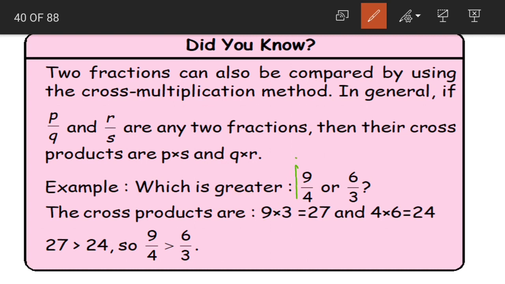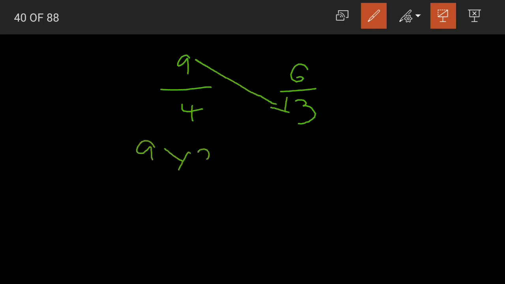In the example, we have 9 by 4 and 6 by 13. We can compare these two unlike fractions using the cross multiplication method. The numerator of first is multiplied by the denominator of second. We've already done it for what was it, children? Yes, when we had to find out the equivalency, we cross multiplied.